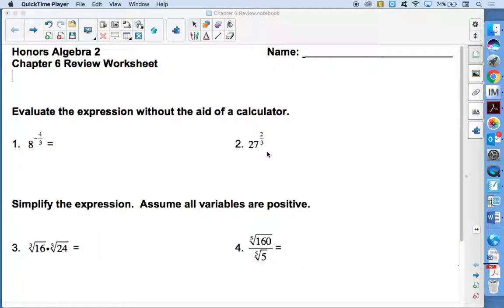Where's 19? We'll look at 19. Prior to that, I wanted to look at number 9 on the first page. But just a reminder, tomorrow is your Chapter 6 test. I will be collecting the review worksheet and looking at it.